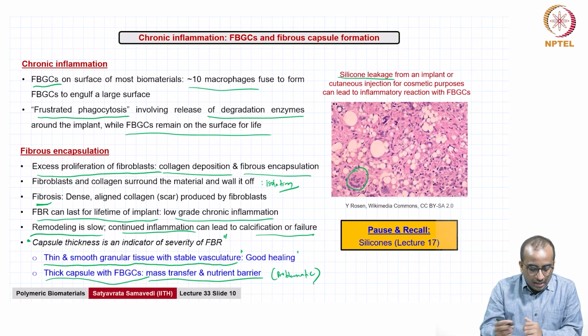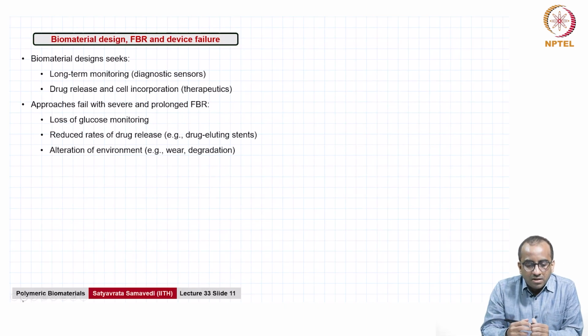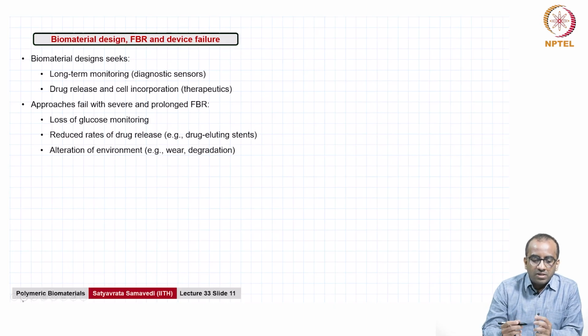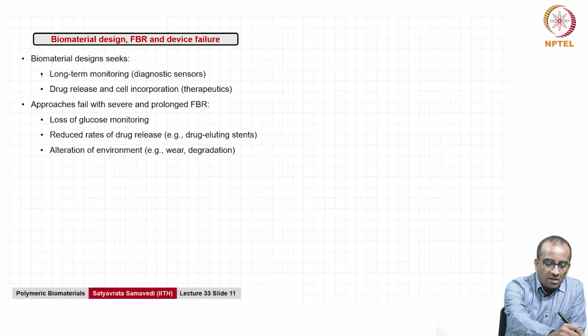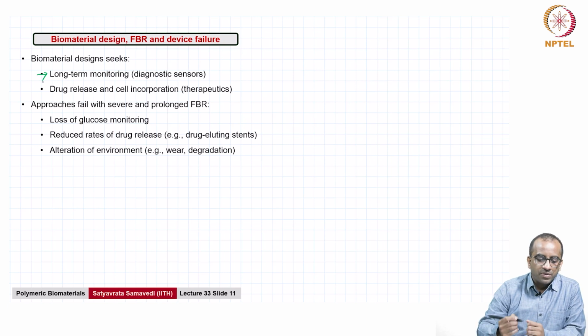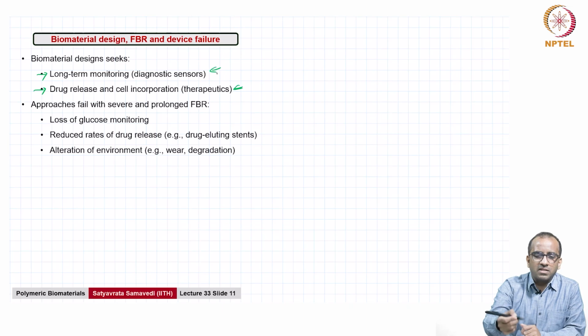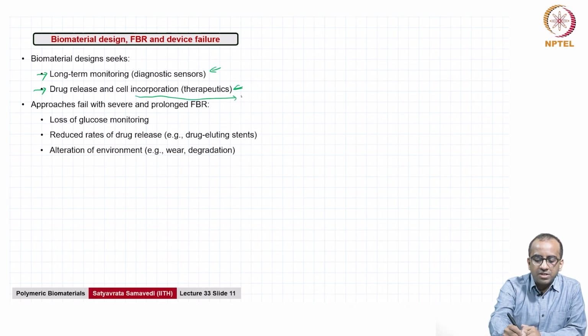right? Now, to sort of wrap all of this together, from a biomaterial design perspective, we note that biomaterial design seeks, as an example, either long-term monitoring, for example, in the case of glucose, it's a diagnostic sensor, or you can have drug release and cell incorporation if it's a therapeutic. So one is a diagnostic example, the other is a therapeutic example. So this could be something like a tissue engineering strategy.